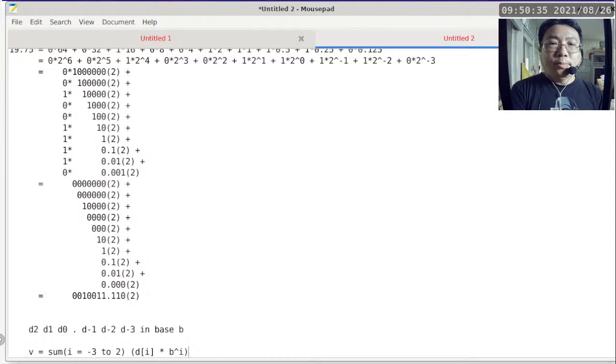So in this specific case, because we only have 3 digits to the left hand side of the point, and we only have 3 digits to the right hand side of the point, I can now limit the range of I from -3 to +2. Do we have any questions about this representation?